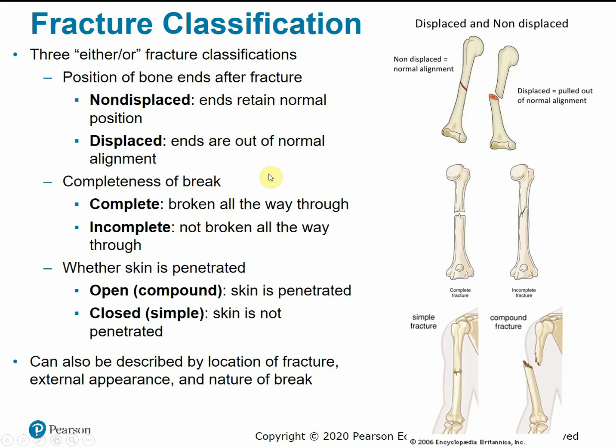We can also classify fractures based on the completeness of the break. So if it's complete, it's broken entirely all the way through clear across. An incomplete break is just where it's cracked a little bit, but it's not completely broken or detached. We can also classify fractures based on whether or not the bone penetrates the skin. So an open or compound fracture, the bone shards, the jagged broken bone ends have pierced through the skin, whereas a closed or simple fracture, the skin is not penetrated or affected.